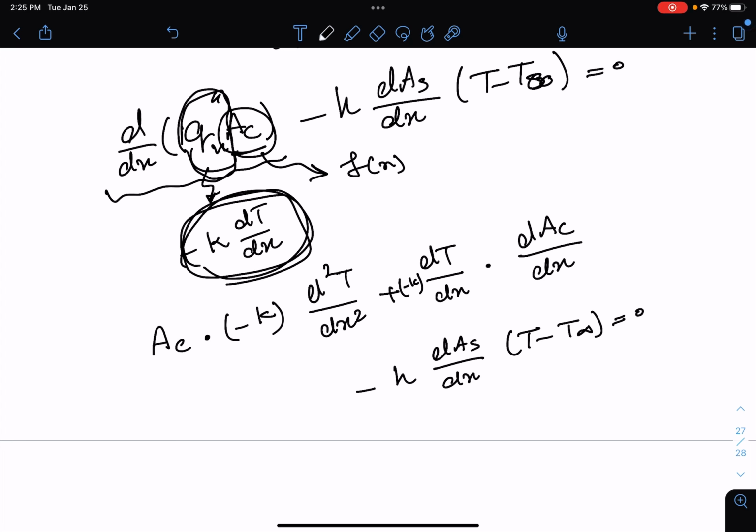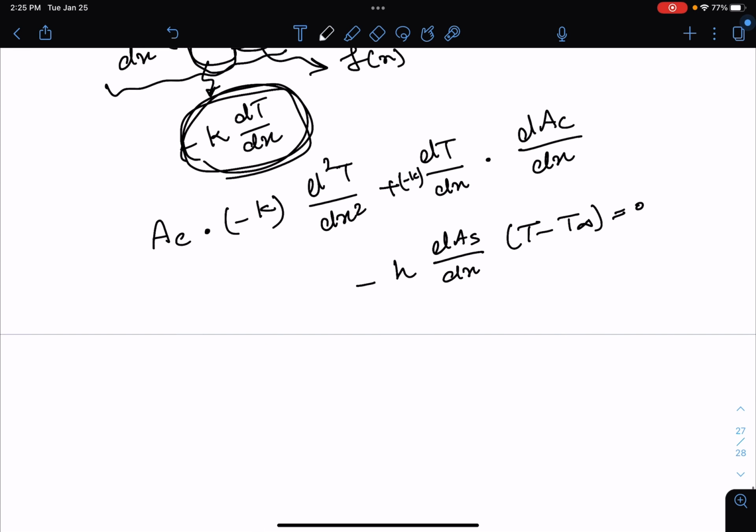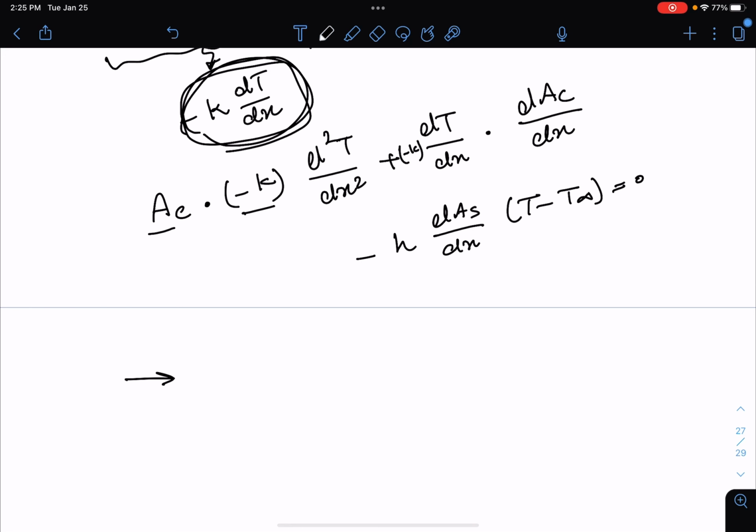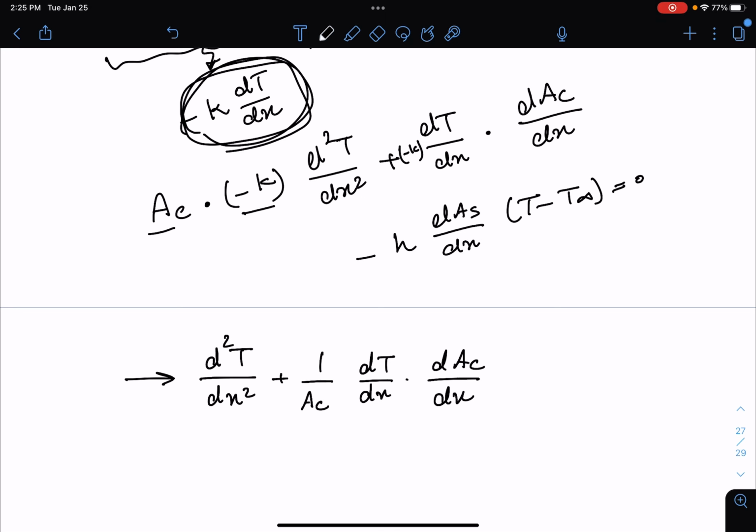Is this clear? Okay. So let's divide this whole thing by AC and negative k. We are going to end up with d squared T over dx squared plus 1 over AC dT/dx multiplied by dAC/dx plus, or it is a minus sign.